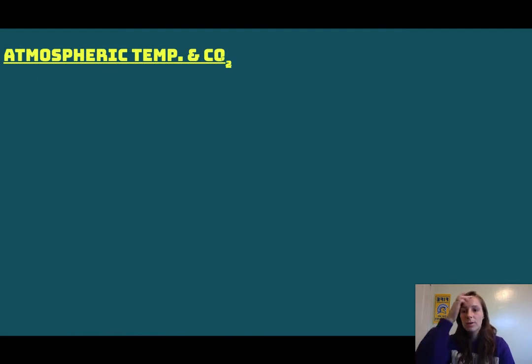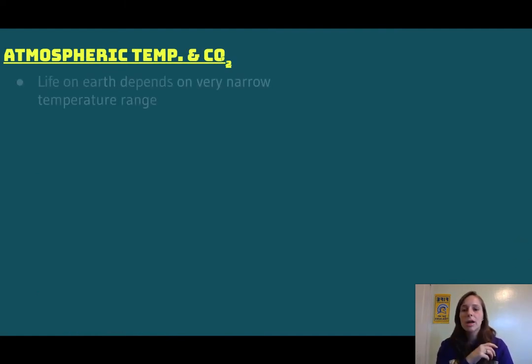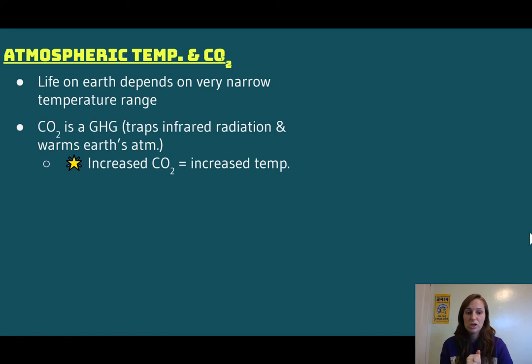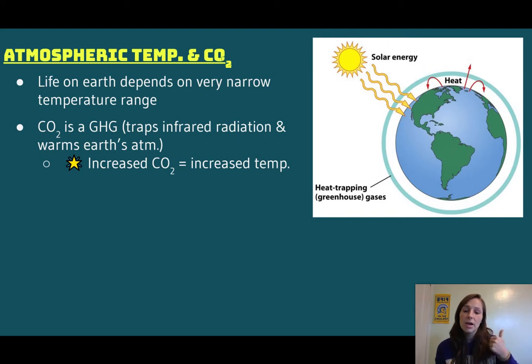Now, another indicator that we can use is atmospheric temperature and carbon dioxide. Life on Earth depends on a very narrow temperature range. If things get way too high, that's going to be a problem. If they get way too cold, that's also going to be a problem. Now, carbon dioxide is a greenhouse gas, which means that it traps infrared radiation and warms Earth's atmosphere. We're going to see that increased carbon dioxide leads to increased temperatures.